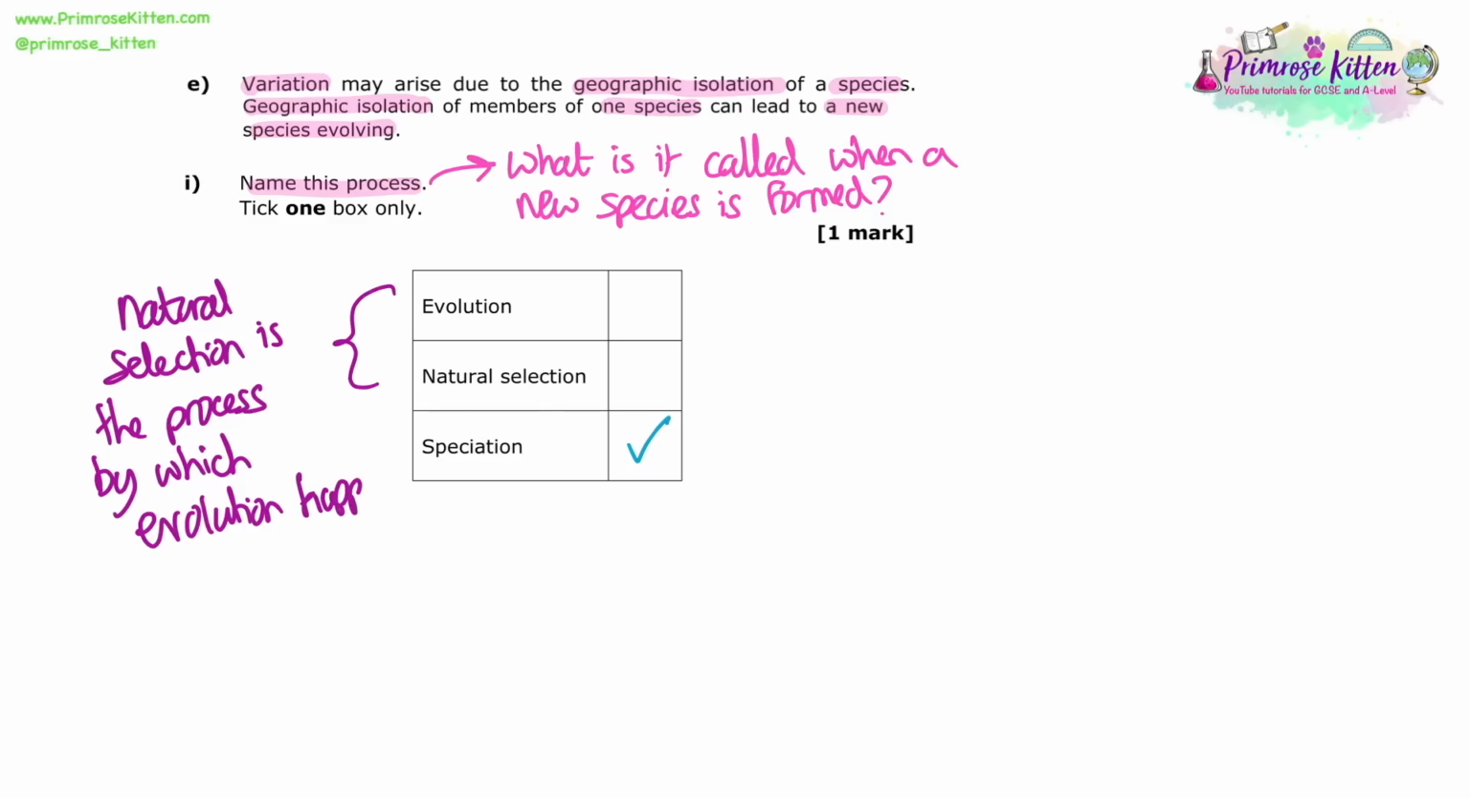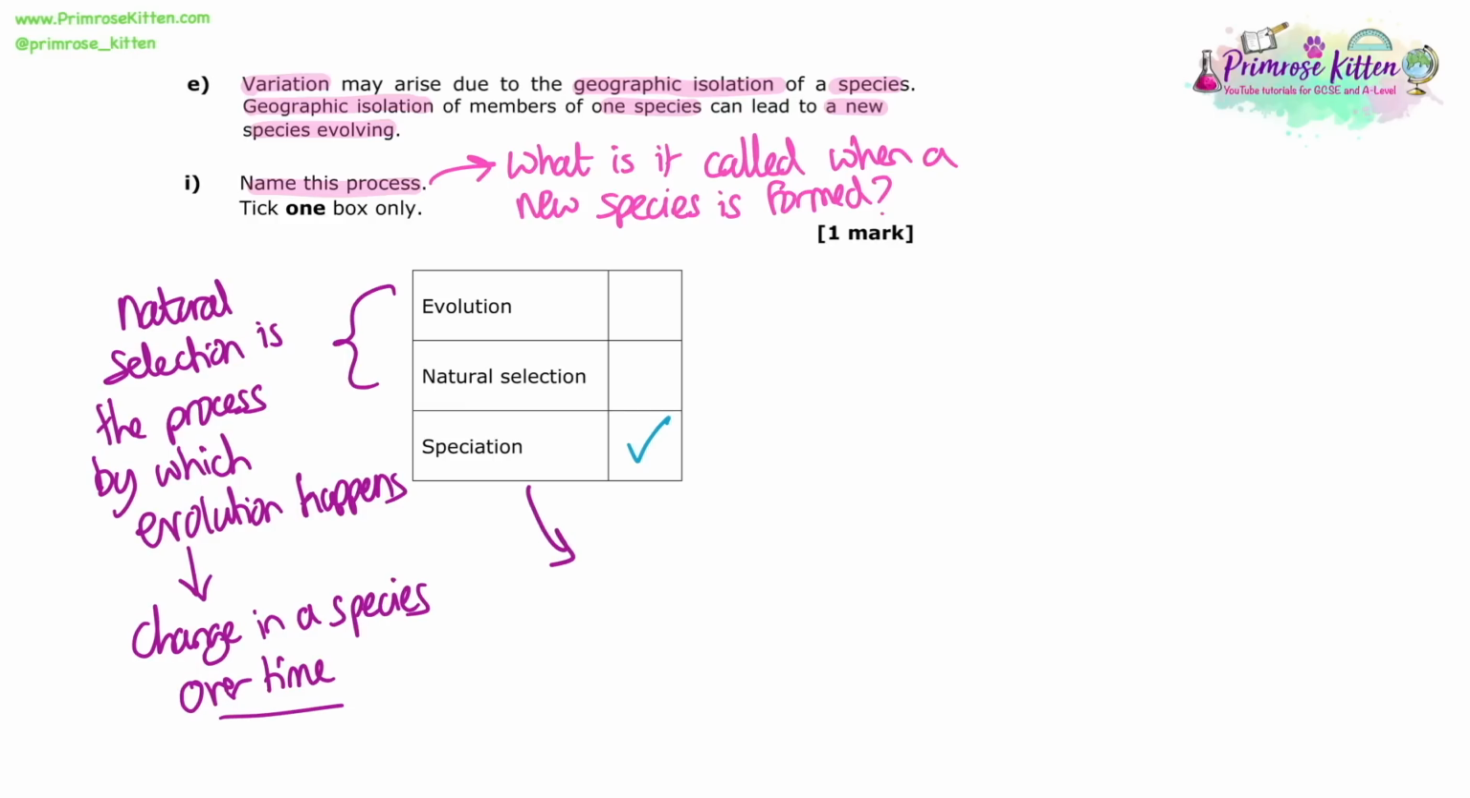But if it happens to two different populations and they change so much that they can no longer interbreed with each other, then we get a new species, because our species definition is a group of similar organisms that can breed to produce fertile offspring. So if they can't breed to produce fertile offspring anymore, then they will be a different species. So only then do we get speciation, and it normally happens when the populations are separated, like what it's talking about with geographic isolation at the start of the question.